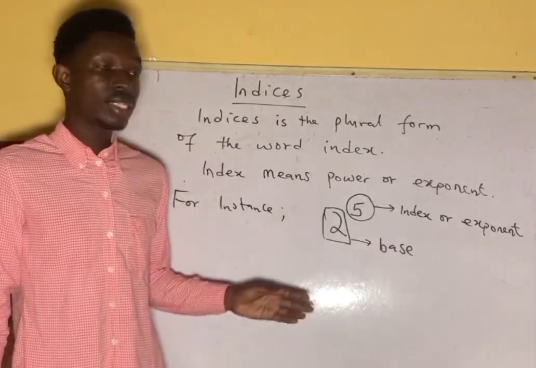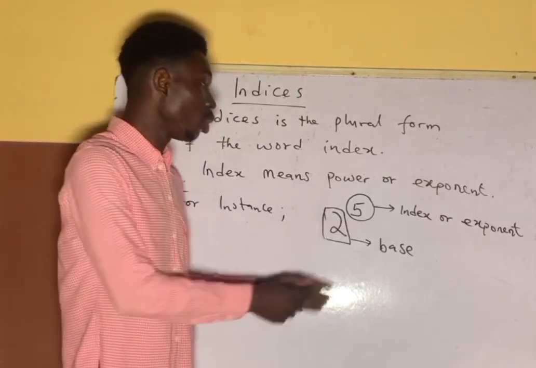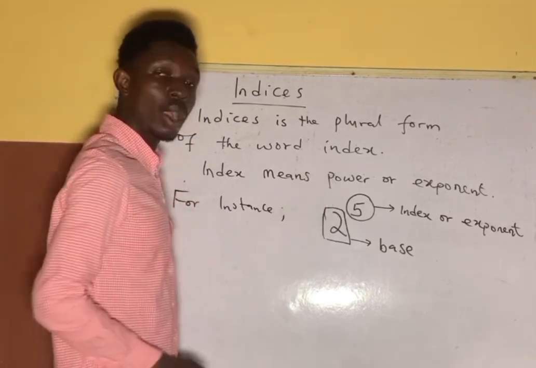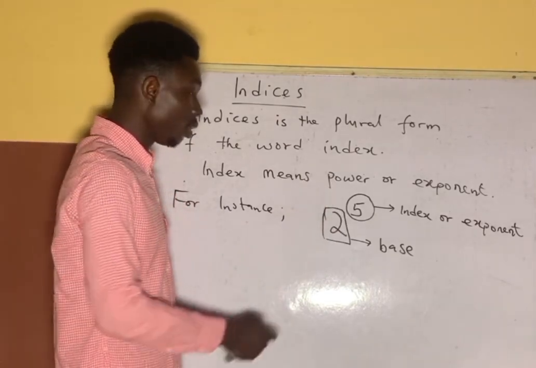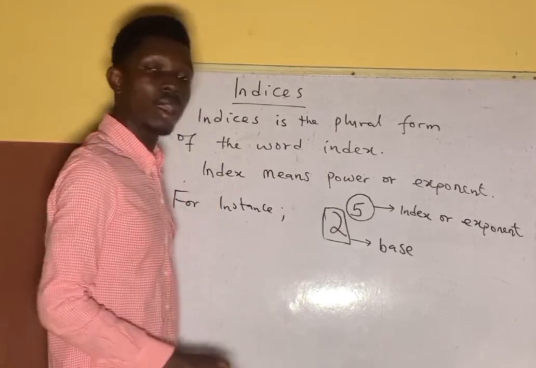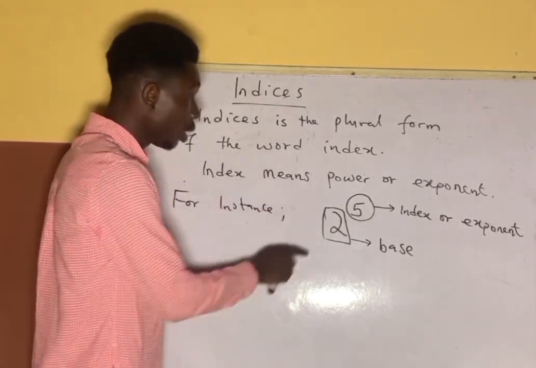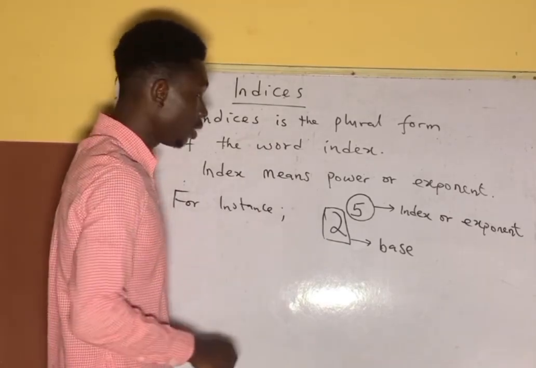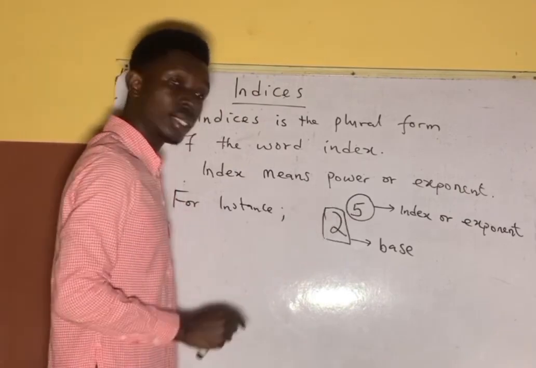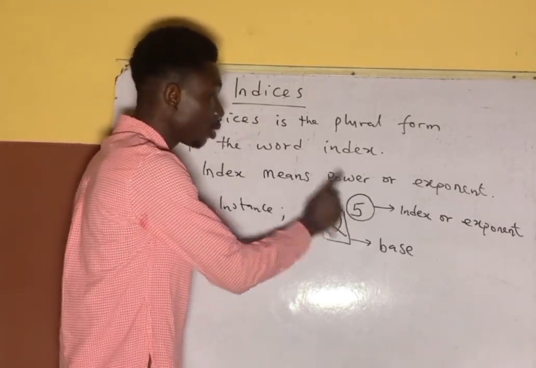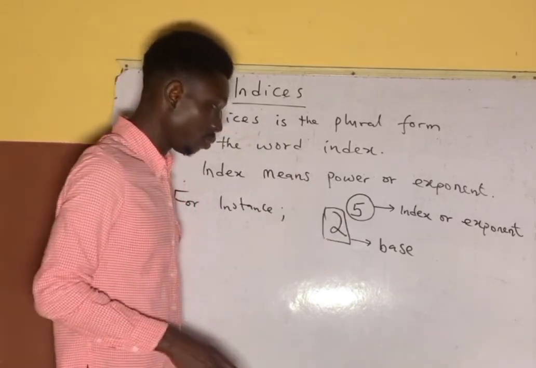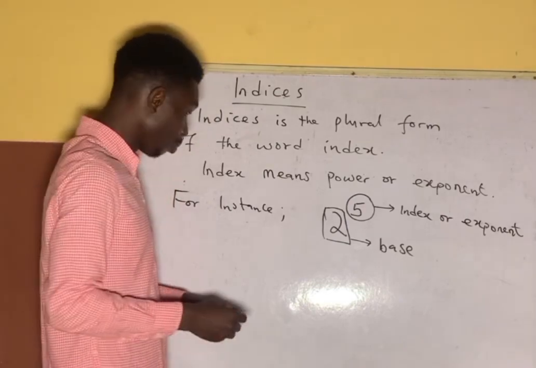So we can read this as 2 raised to the power of 5. Now remember quickly, the base number can be positive or negative. Likewise, the index number can be positive or negative. I believe that is taken.